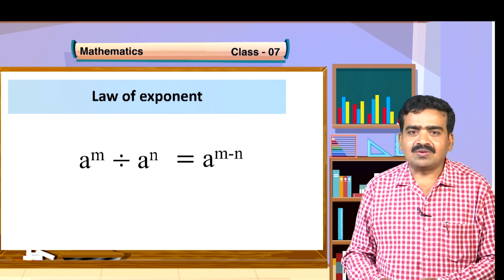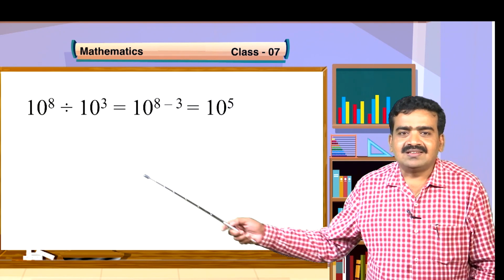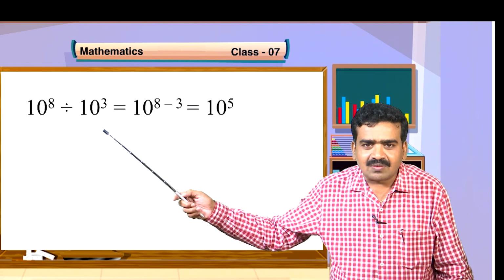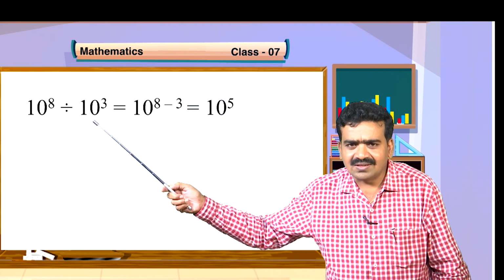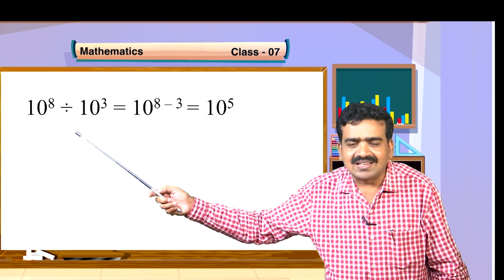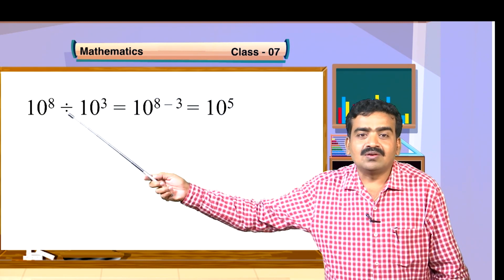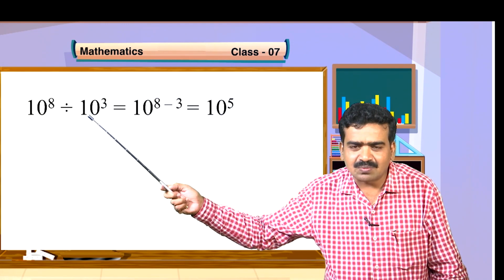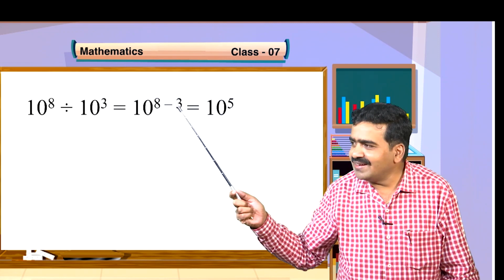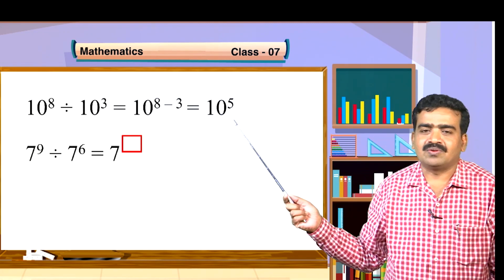Let us learn about this law by solving a few problems. Let us take 10 to the power of 8 divided by 10 to the power of 3. In these two cases, the bases are the same, that is 10 is the base. Therefore, what we have to do is find the difference of the exponents. What is the difference of the exponents? It is 8 minus 3. The difference is 8 minus 3, so the answer is 10 to the power of 5.